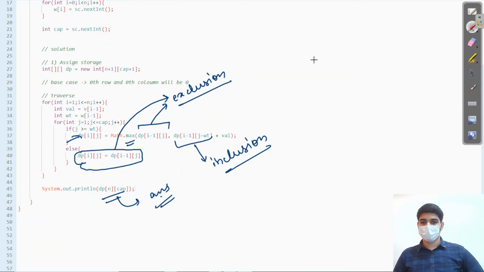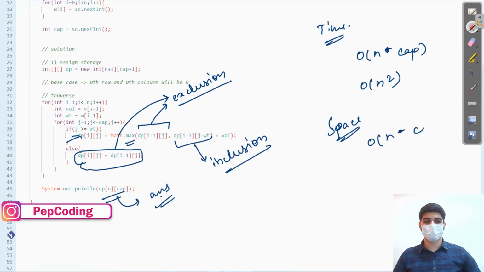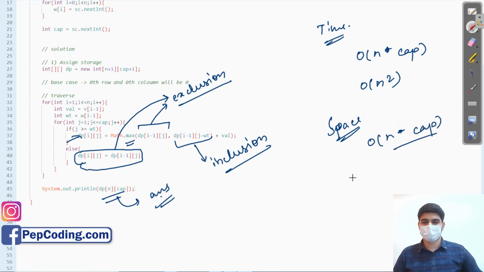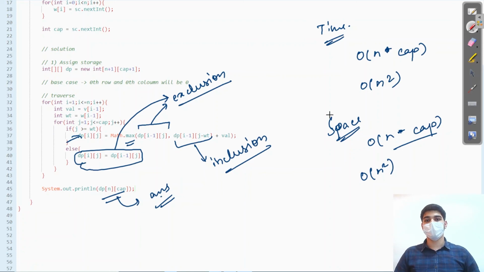Talking about the complexity, the time complexity is O of n cross cap, to generalize O of n square. And what is the space complexity? Space complexity, again, uses a 2D integer dp of size n plus 1 by cap plus 1, so it's also n cross cap, almost O of n square to generalize. Okay, I hope you understood how we used the inclusion exclusion principle to maximize our solution.